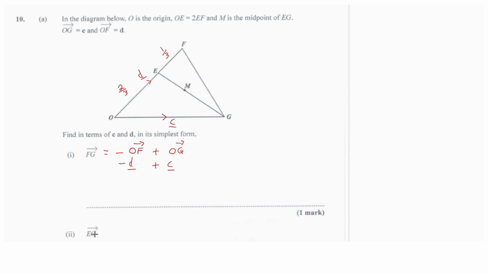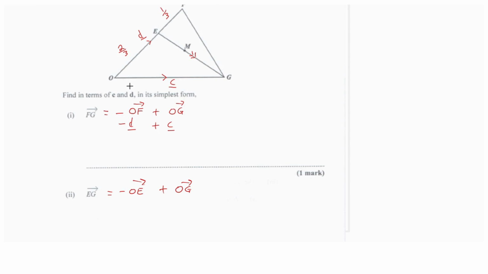Part 2, we want to find EG. That's our new resultant vector. Let's annotate this. So we want EG, therefore, so let's write that. It's minus OE plus OG. We can see that OE is 2/3 D. So minus OE then would be minus 2/3 D plus C.